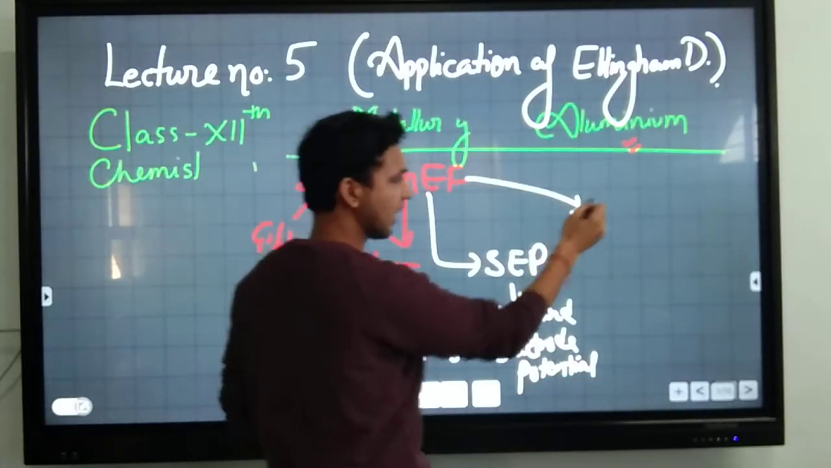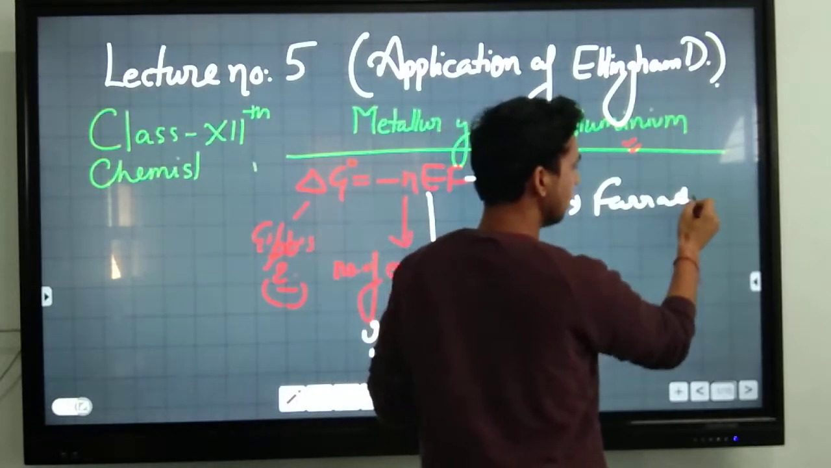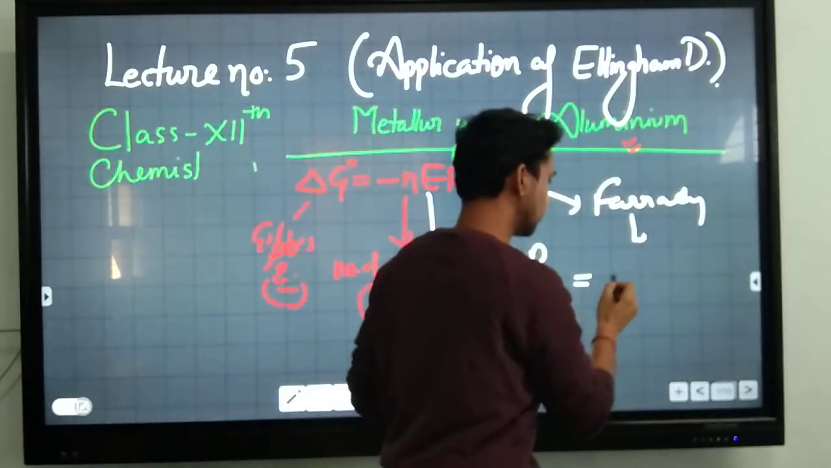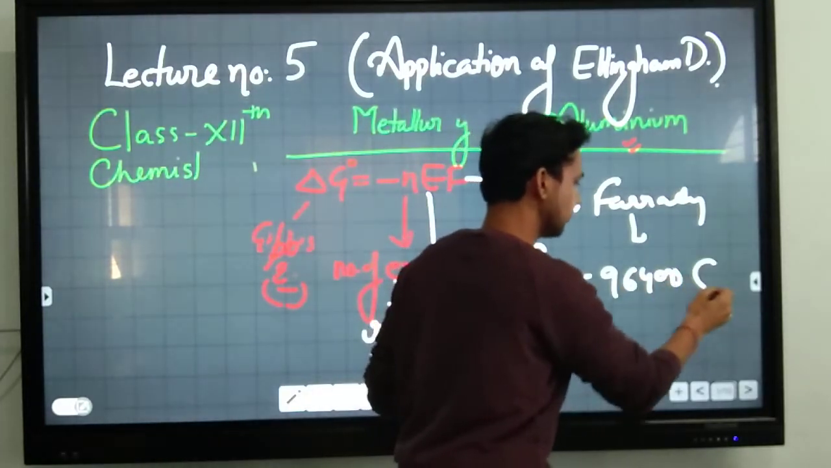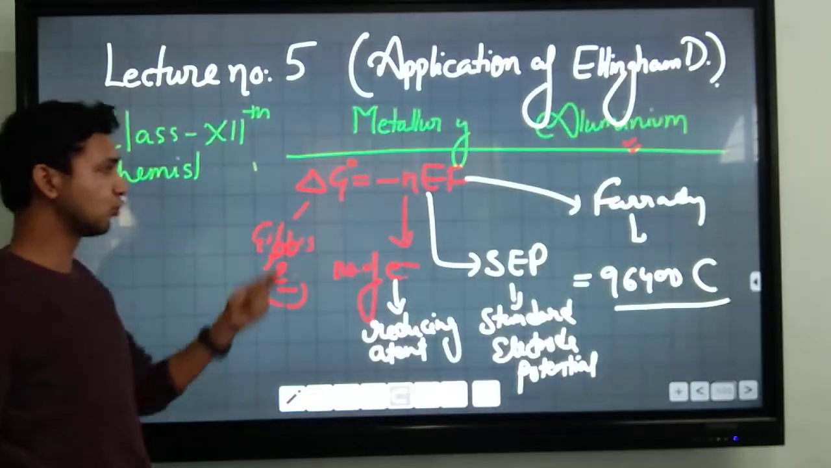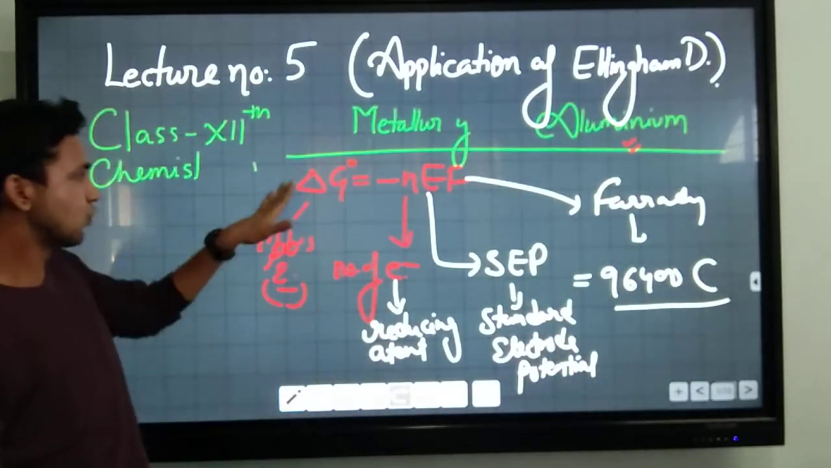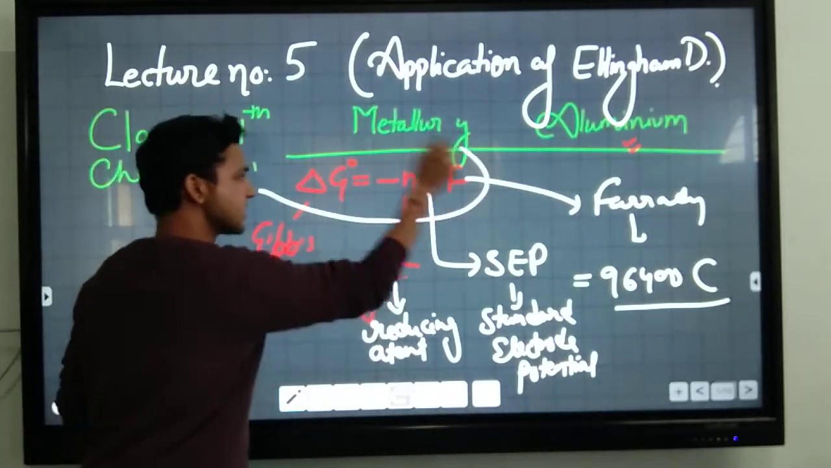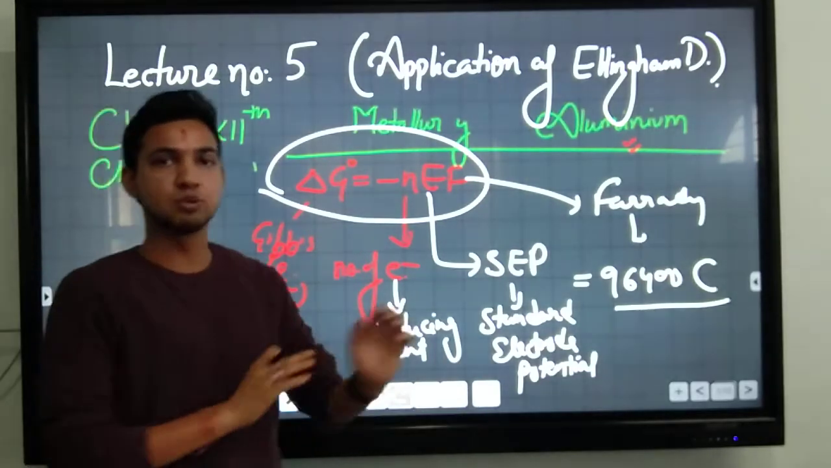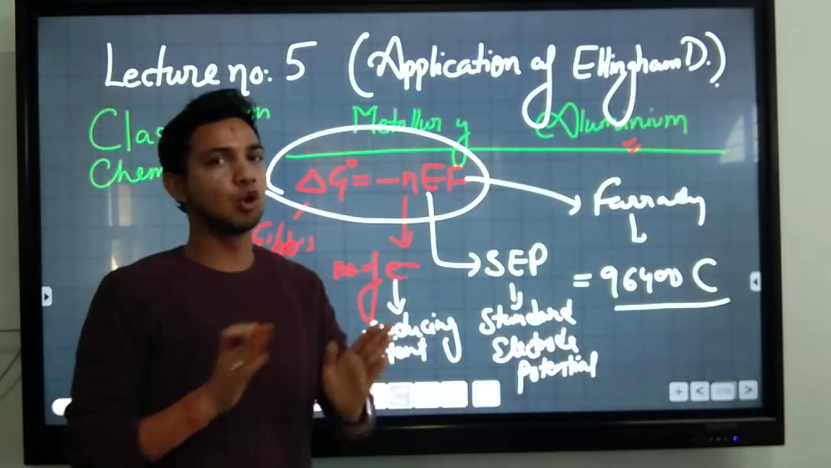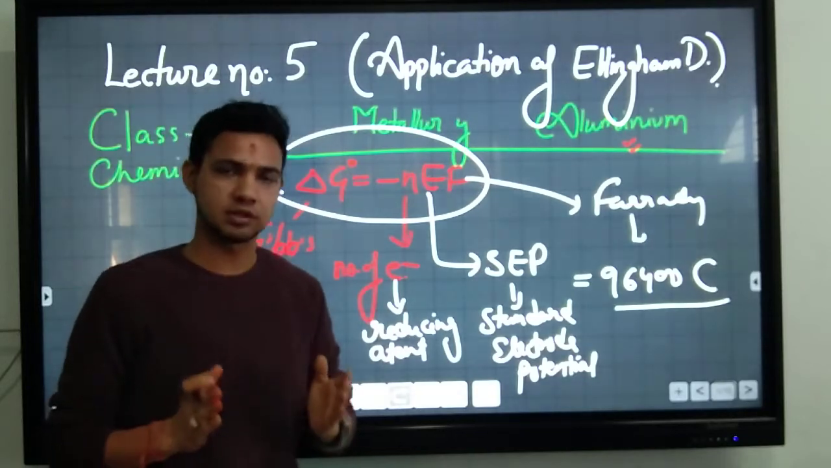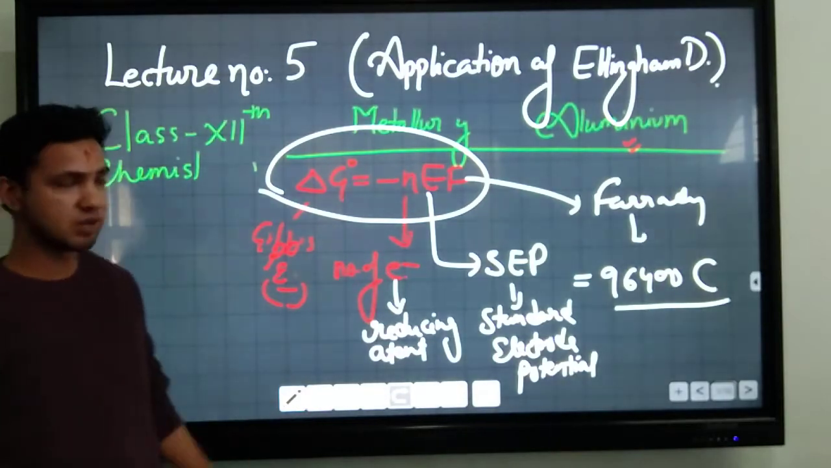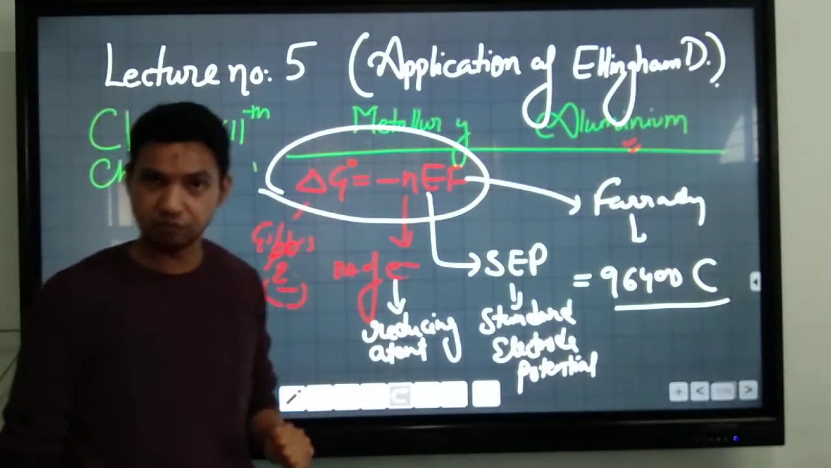And what about F? F is the Faraday. So we need to convert the Faraday into Coulomb. So 1 Faraday is equal to 96,400 Coulomb. So we use this value if we are going to calculate the delta G value. So we are applying that type of thermodynamic condition. This equation is only used when the ore is available in its molten state or in a solution state. At that time we apply this concept. So on the basis of this we are going to extract the aluminium from its ore.